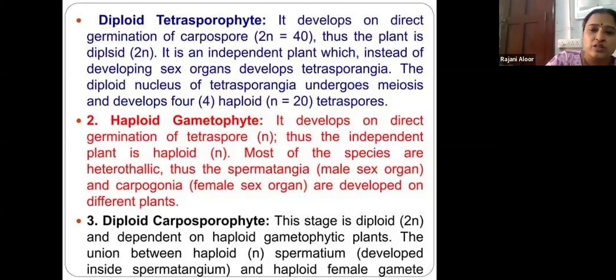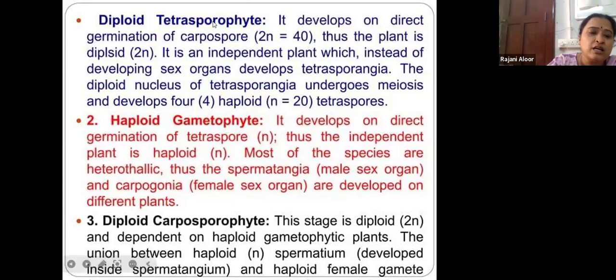The first stage is called the diploid tetrasporophyte. What is that one? First one, diploid tetrasporophyte. Second one, haploid gametophyte. Third one, diploid carposporophyte. How many stages can you observe? In the reproduction, 3 kinds of plants are recognized in Polysiphonia.